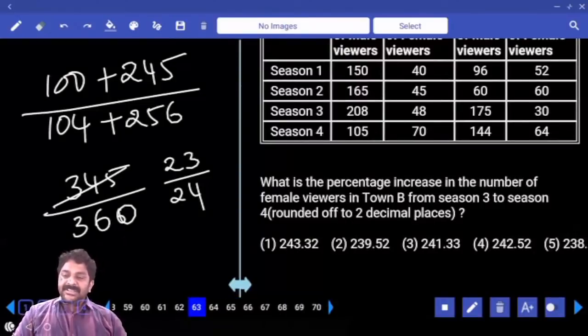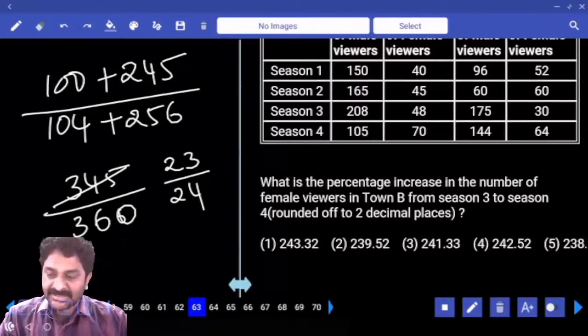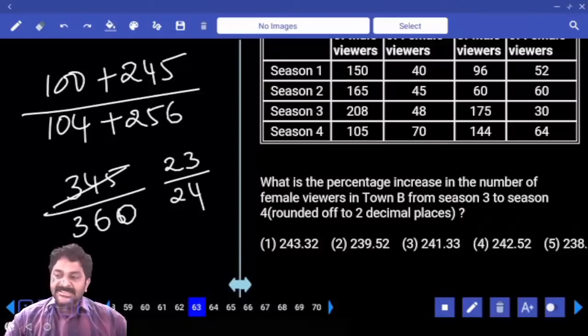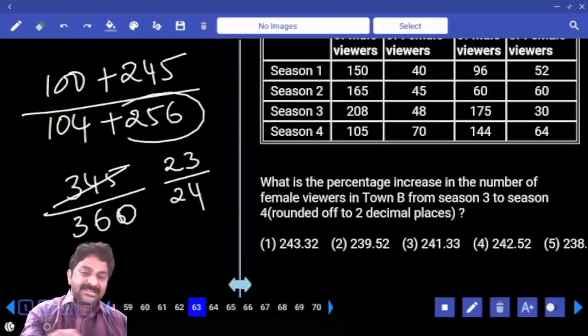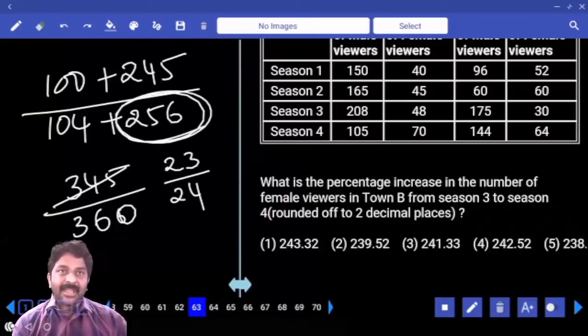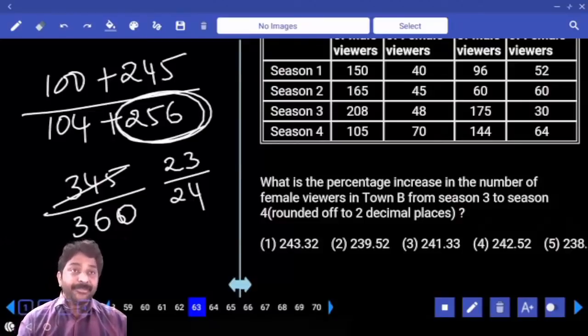What is the percentage increase in the number of female viewers in Town B from season 3 to season 4? Percentage increase in number of female. Town B, season 3 to season 4. Season 4, already female percentage, female number we have calculated, correct? How much is that? 256.